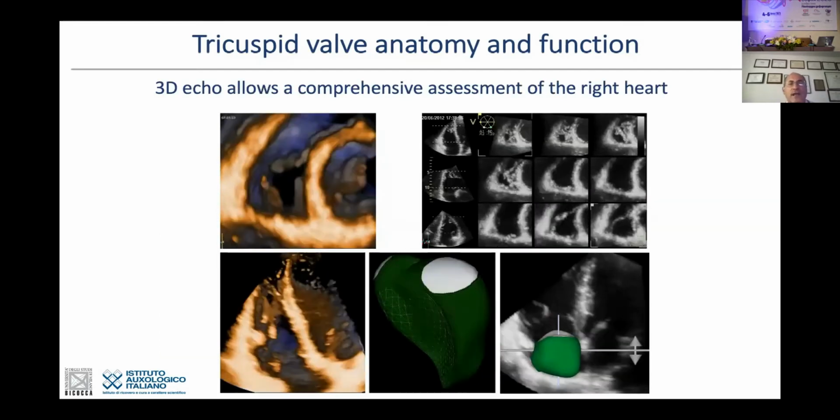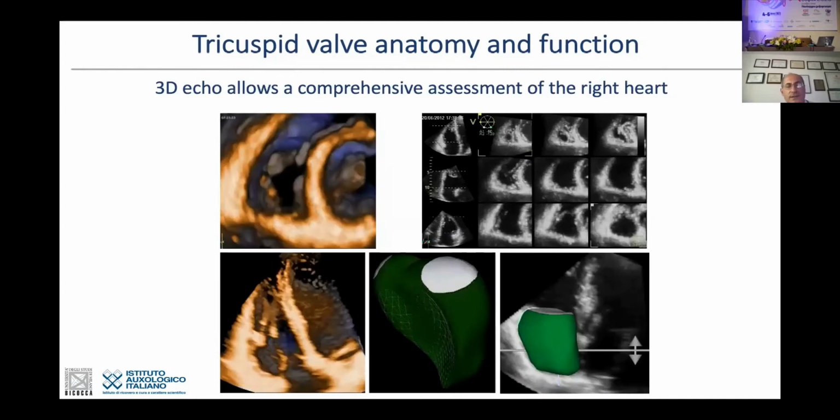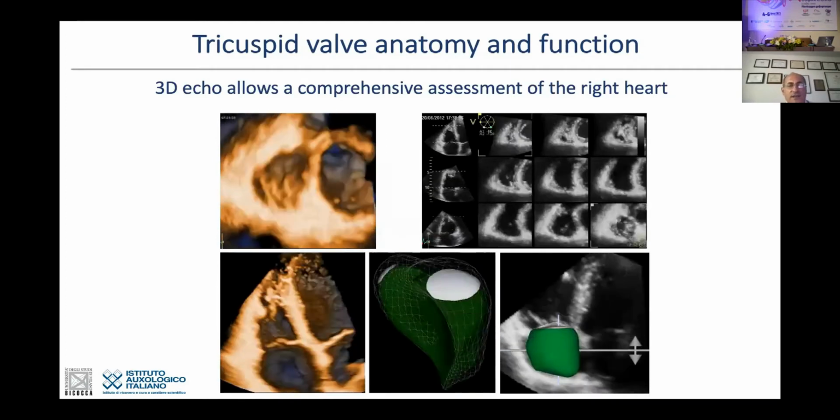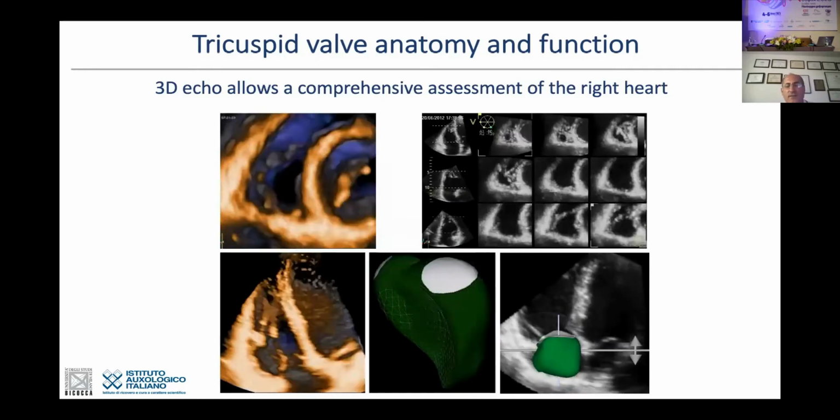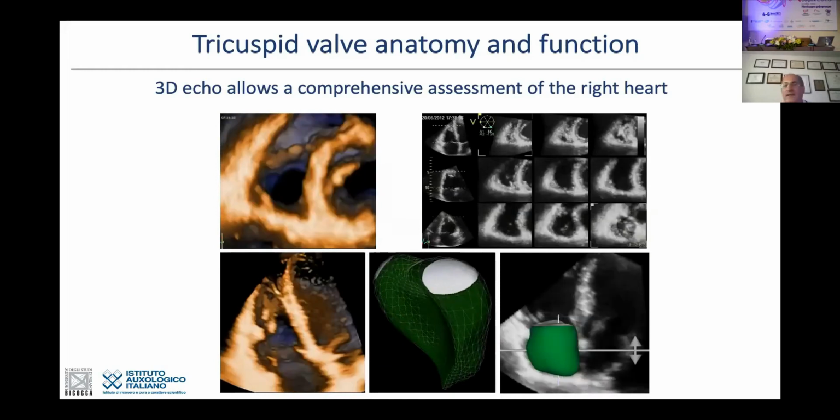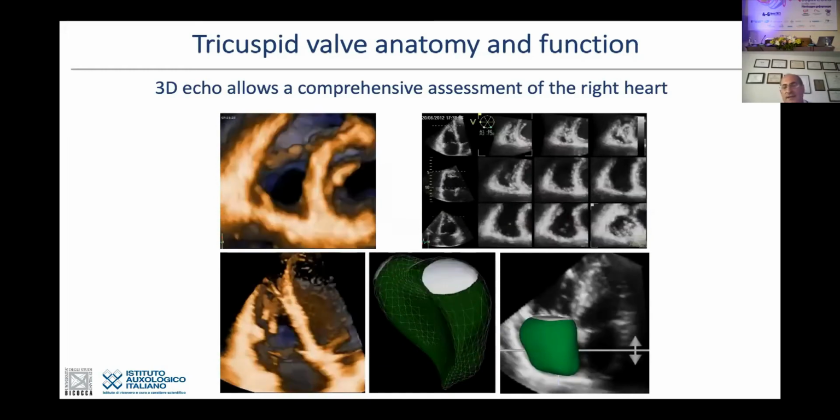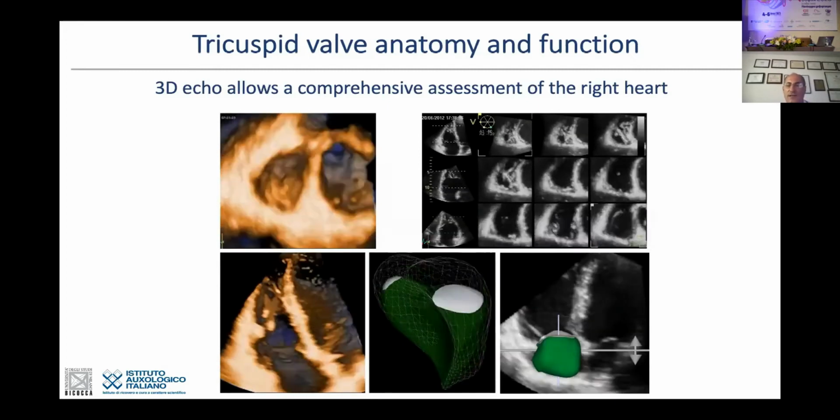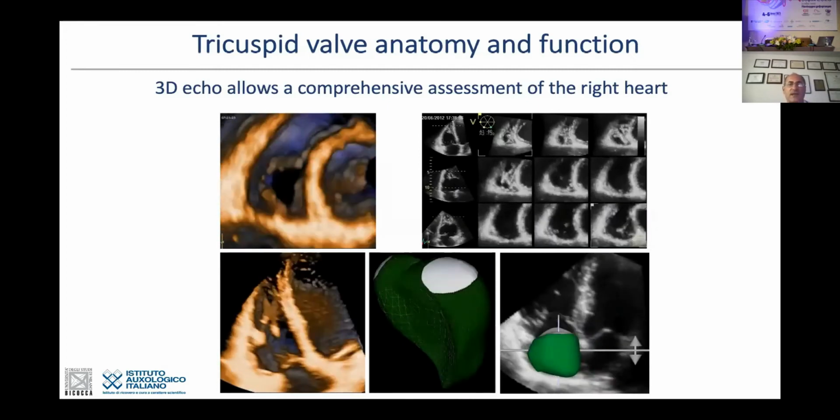So 3D echo is really important to look at the anatomy of the valve and make the correct diagnosis, but also 3D echo, as we will see in my next presentation, is crucial to assess the function and the size of the right ventricle. That is one of the determinants of the indication to tricuspid surgery.